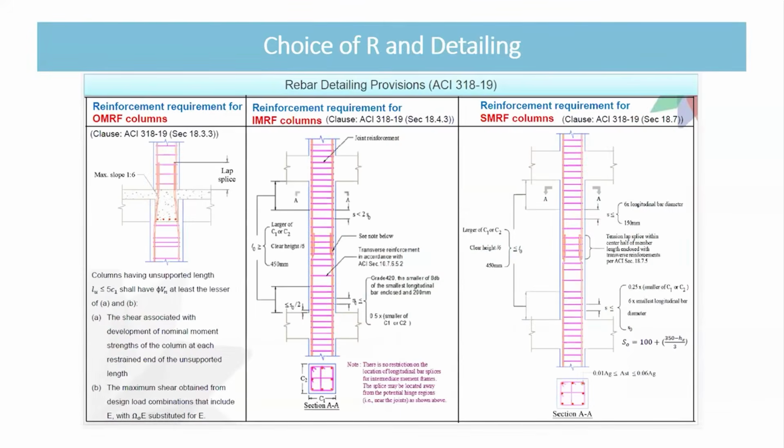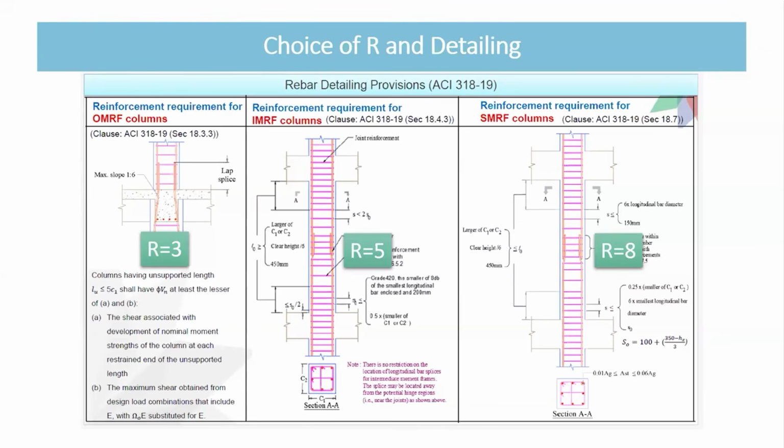In the ACI group of codes, there are 3 definitions, for example, for a frame: the ordinary moment resistant frame, the intermediate moment resistant frame, and the special moment resistant frame. And the detailing rules are very different for each one of them. Now, the interesting thing is that just because you choose one of those frame types, your R factor can change from 3 to 5 to 8. It's a huge variation just because you choose to follow a certain detailing, whether it is followed in reality or not. But if you select one of those, your R factor can be greatly different.